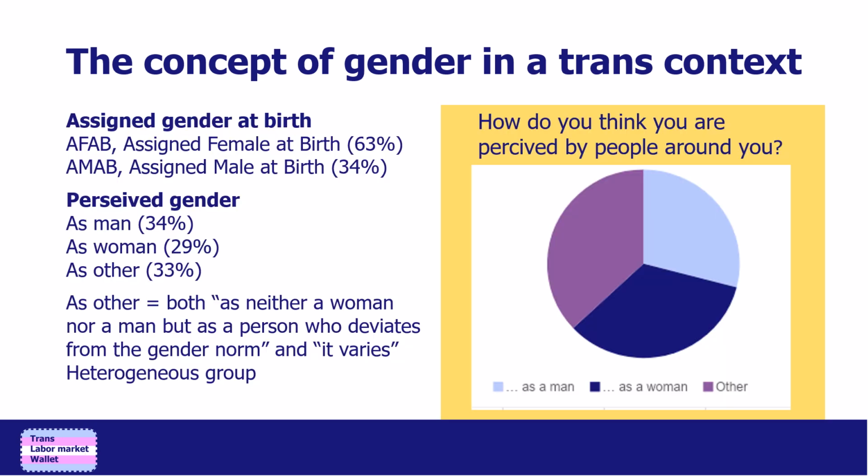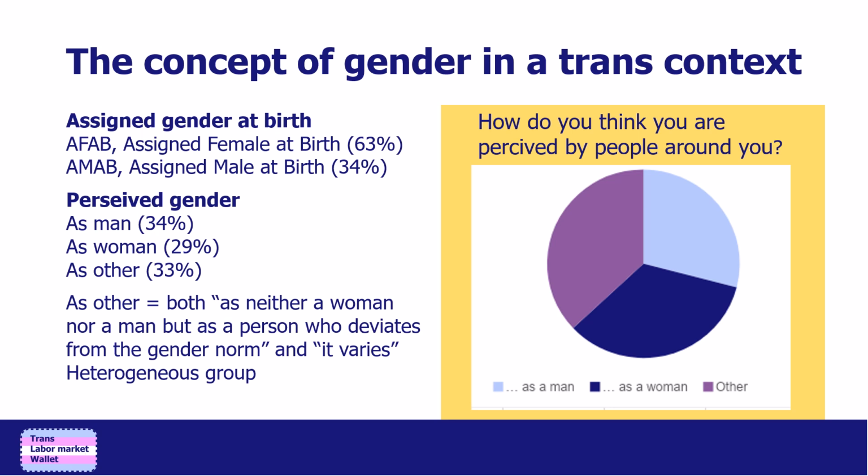Take a look at assigned gender at birth. It's 63% that are assigned female at birth and 34% that are assigned male at birth in both countries together. Our assigned gender at birth, regardless of if we are cis people or trans people, is often the same as perceived gender during childhood and youth, and for some trans people, sometimes until we are middle-aged. It varies a lot depending on what time in life you go through a transition.